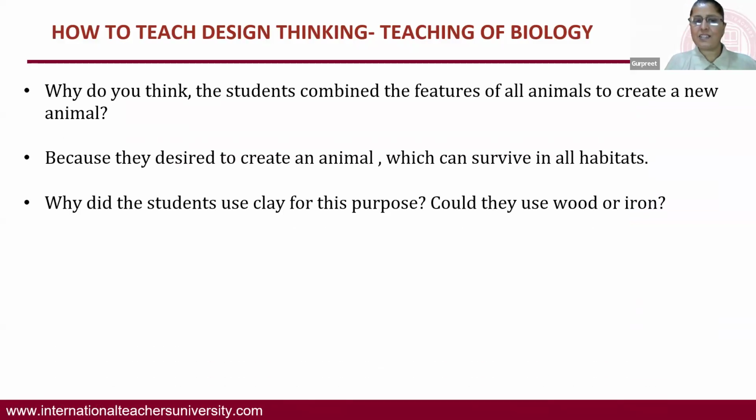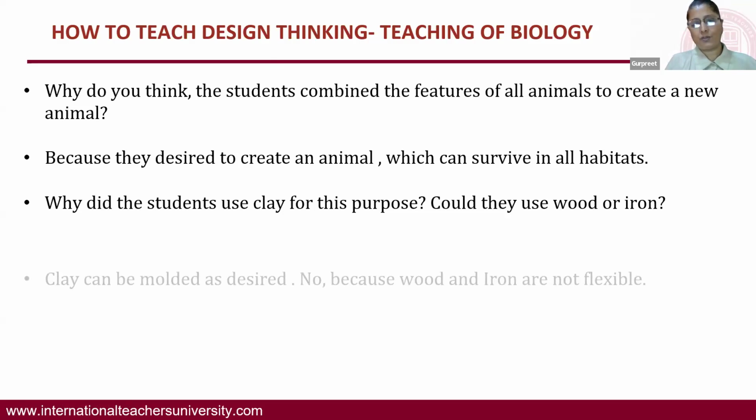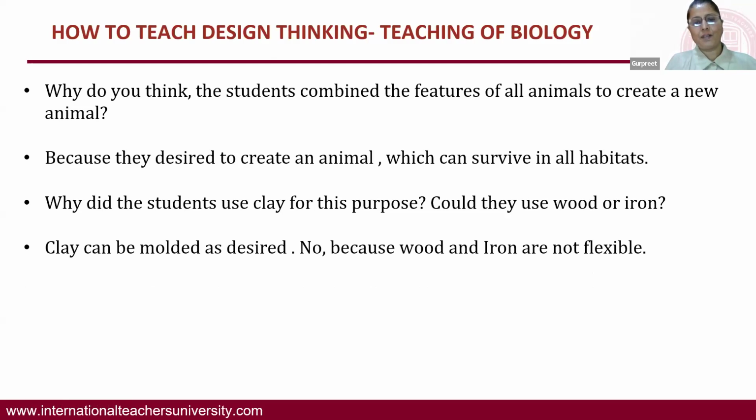Why did the students in this video use clay for this purpose? Could they use wood or iron? Okay, they use clay to redesign. But what is the purpose of using clay? Yes, because clay can be easily molded to make the wings, to make the tail, or whatever. But wood and iron are not flexible. They can't be molded into desired shapes. That is why they could not use wood and iron.